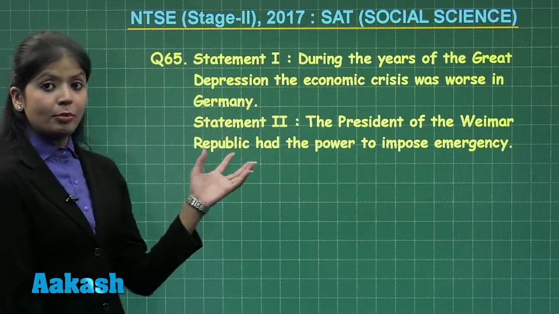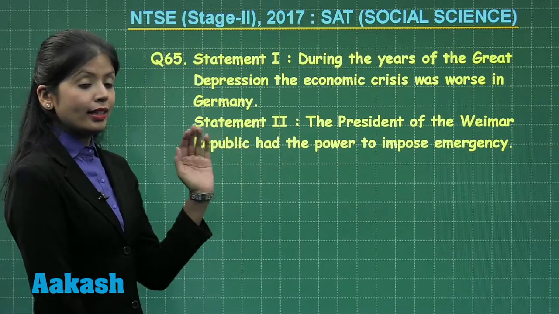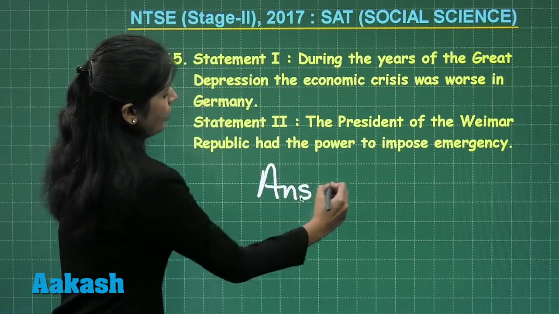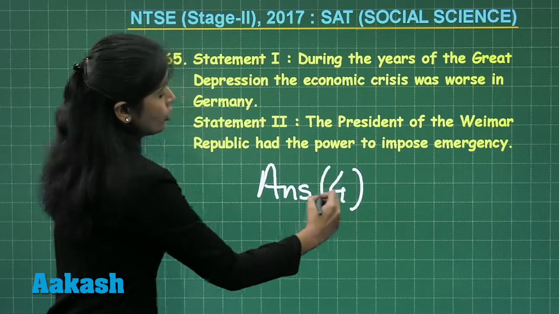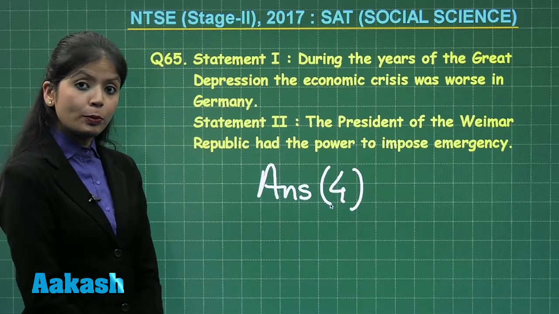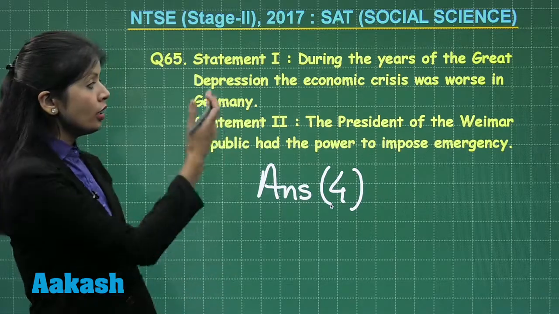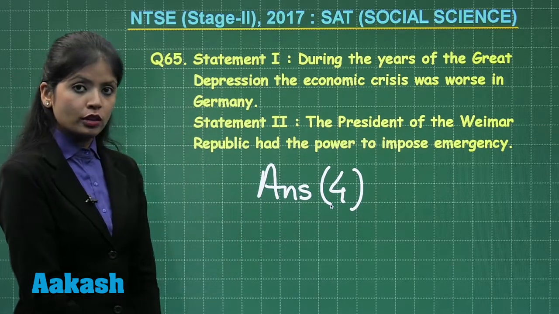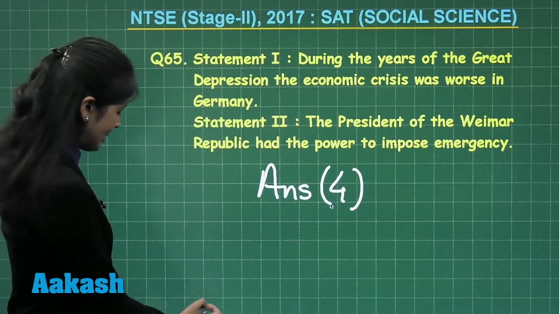Looking at both the statements, we can identify that the correct answer should be option number 4, where both statements are true but 2 does not provide the explanation to the first statement. Thus, my answer is answer number 4. Let's look at question number 66.